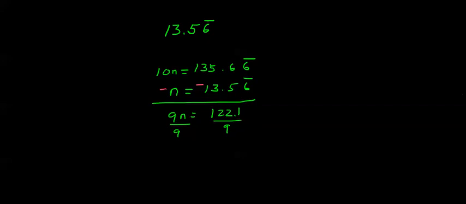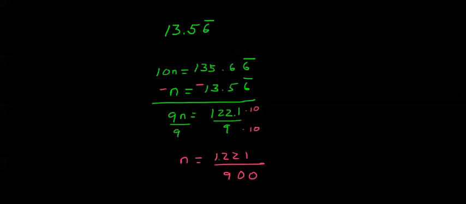And I see that I have to get rid of this decimal here. So I multiply top and bottom by 10. 10 because I need to move the decimal over 1 place. And I get n equals 1221 divided by 90. 900, my bad.